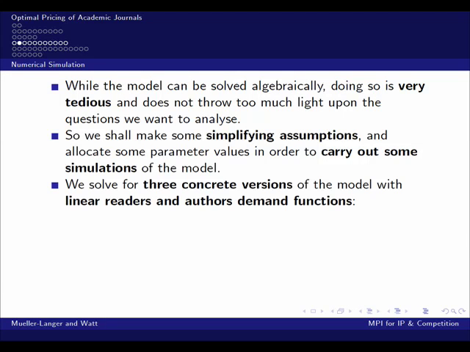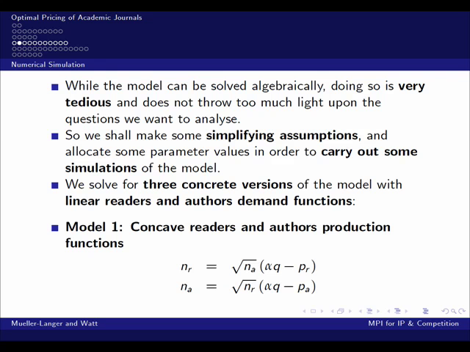We have three concrete versions of the model. In all three versions, we have linear reader and author demand functions, but the three models differ in the concavity of the production functions. So in the first model, we have concave reader and author production functions, given here by the square root.